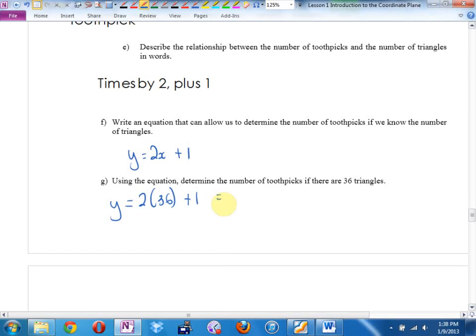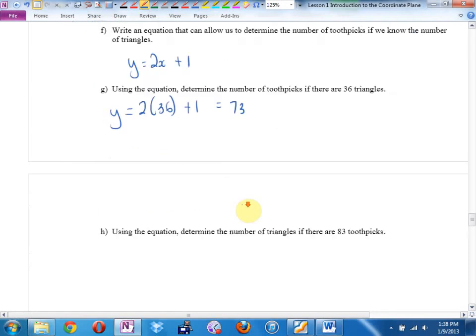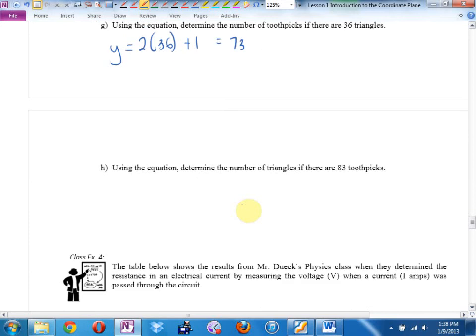One of the things we try and do in math is spot a pattern, make a shortcut, and don't bother trying to do the rest of it yourself, right? 73. So if I tell you how many toothpicks, you can tell me how many triangles. I wonder if I can go backwards. If I tell you how many triangles, can you tell me how many toothpicks? Sorry, if I tell you how many toothpicks, can you tell me how many triangles? Let's see. It says, using the equation, determine the number of triangles if there are 83 toothpicks. Toothpicks, that was my y coordinate, right?